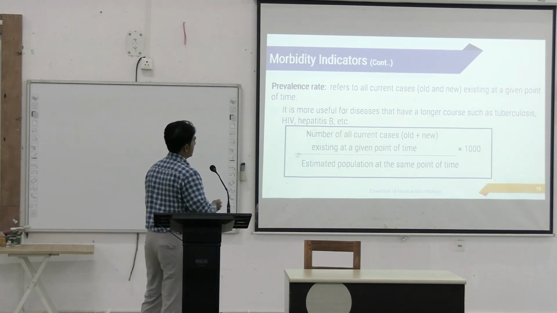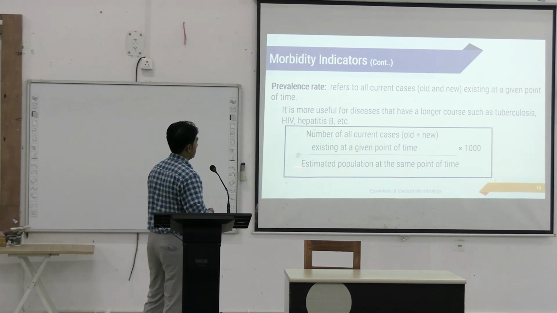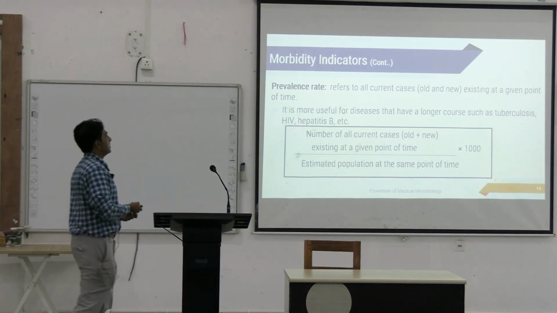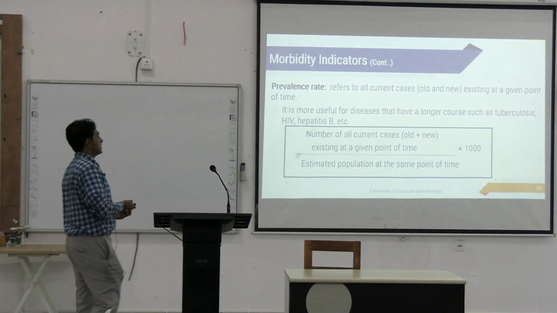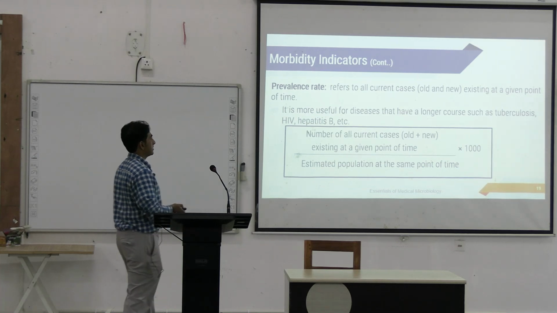প্রিভ্যালেন্স রেট হচ্ছে all the current cases, both old and new, existing at a given point of time divided by the population at the same point of time multiplied by 1000. This is more useful for diseases that have a longer course like TB, HIV, hepatitis B, etc.